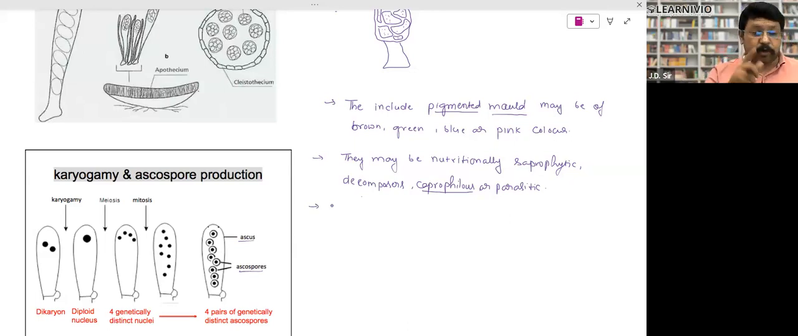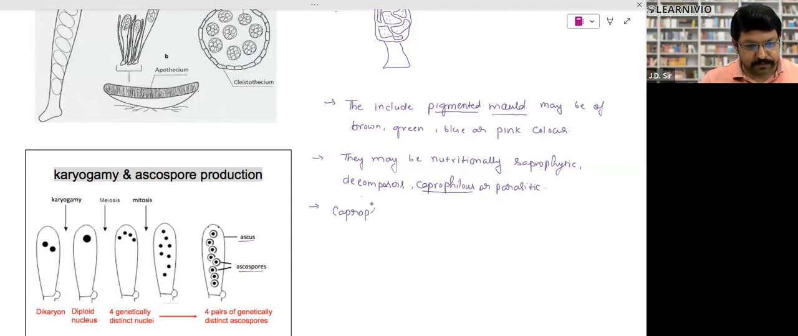I'm sorry, one more thing. There is a very minute difference. Caprophagus is a term for the animal. Try to understand, I'm giving you some extra points. Caprophagus is the term for those animals which eat their own stool, like the rabbit. Caprophilus, only phagus and philus, that is the difference. Caprophilus is the term for fungus because they grow on the dung. You must have seen cow dung, buffalo dung. On the dung, there is a fungus, right? So that is caprophilus. Let me write it down.